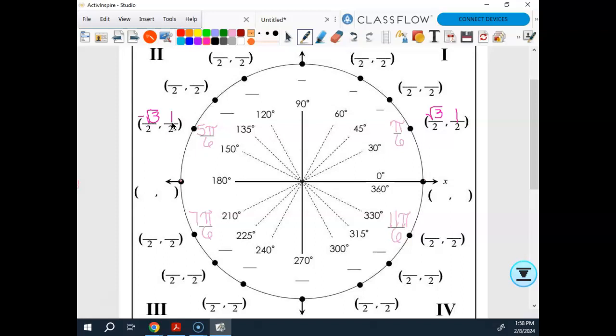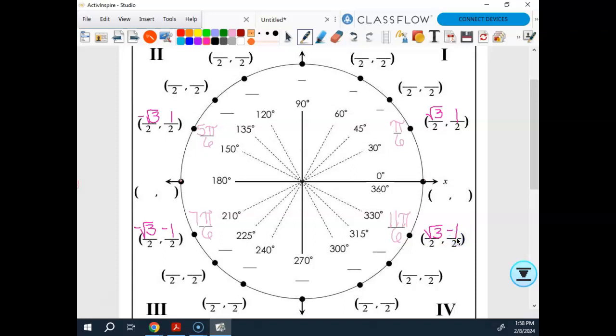So what's the cosine of 7 pi 6? Negative square root of 3 over 2 and negative 1/2. Good. So then 11 pi 6, what's the cosine? Good, positive, and then negative 1/2.